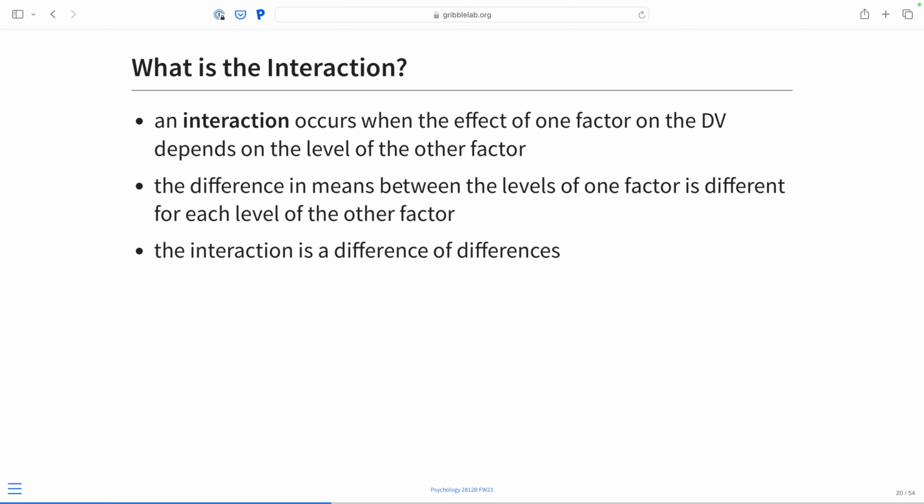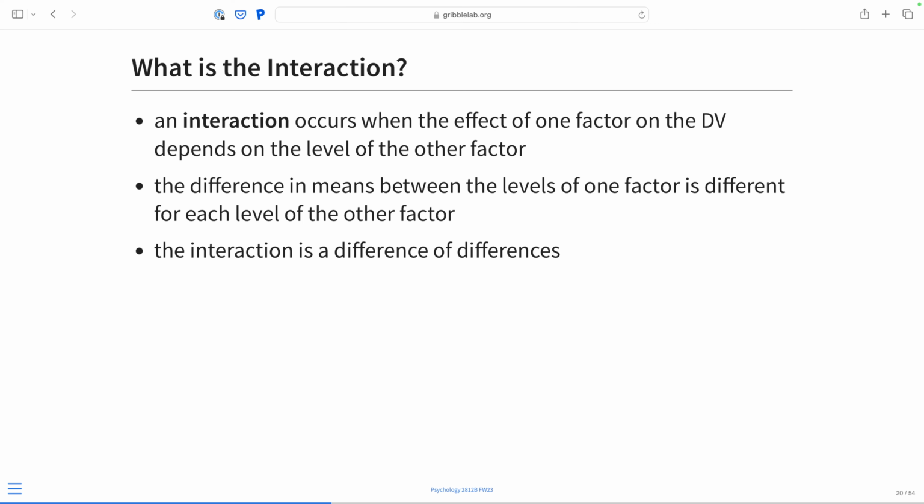Here's a good definition. An interaction occurs between 2 factors when the effect of one factor on the dependent variable depends on the level of the other factor. Or to say it differently, the difference in means between the levels of one factor is different for each level of the other factor. So an interaction is a difference of differences. Let me say it again. The difference in means between the levels of one factor, like therapy versus no therapy, is different depending on what drug you're on.